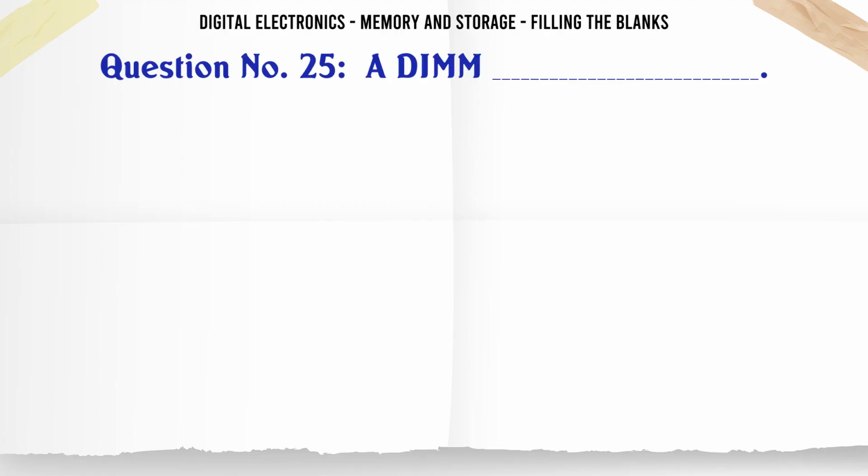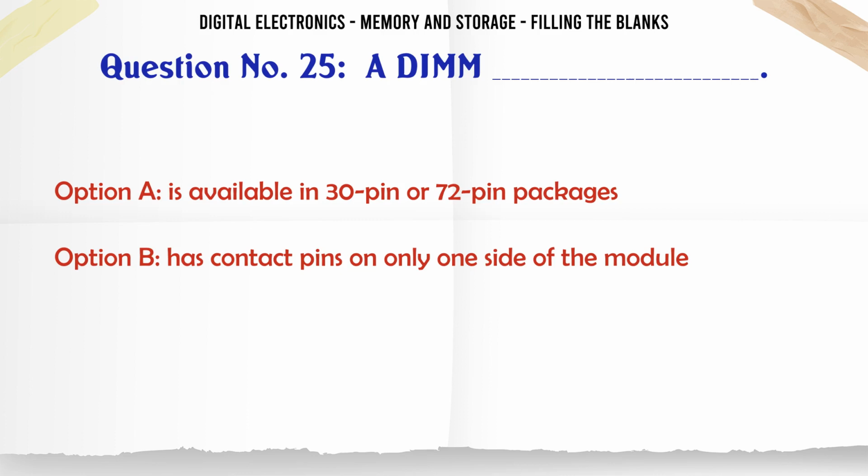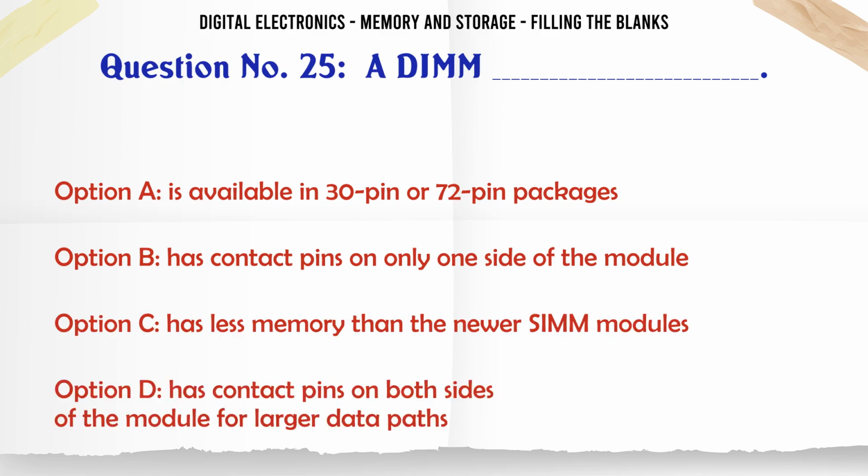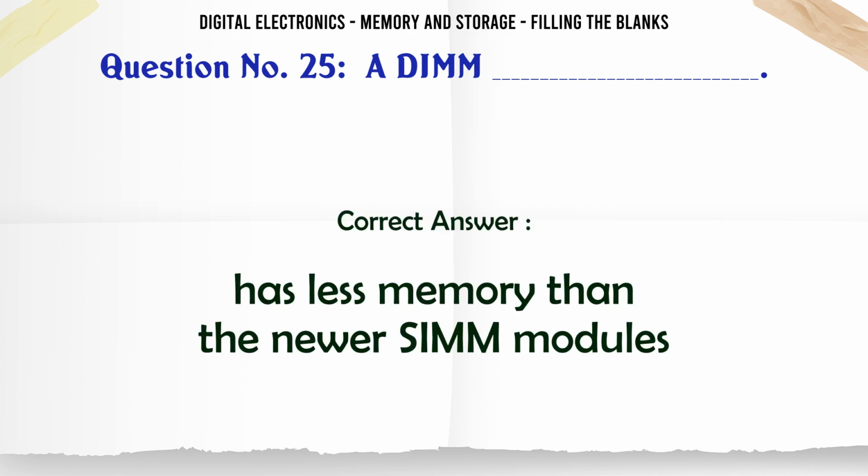A SIMM A. Is available in 30-pin or 72-pin packages. B. Has contact pins on only one side of the module. C. Has less memory than the newer DIMM modules. D. Has contact pins on both sides of the module for larger data paths. The correct answer is has less memory than the newer SIM modules.